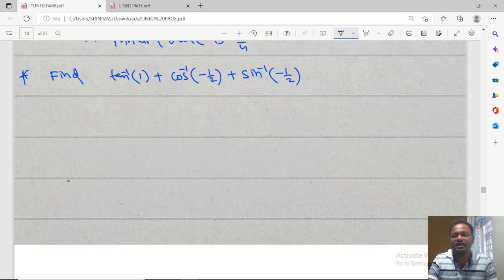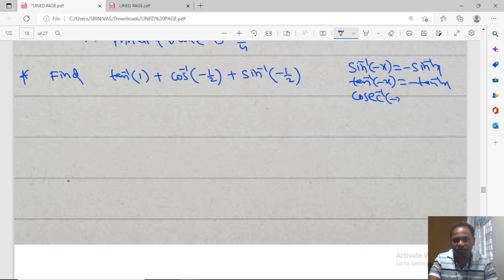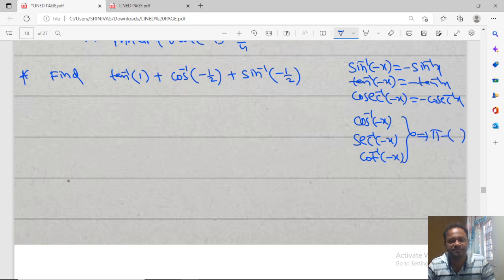Already I told you, sine inverse of a negative, we can directly write as minus sine inverse x. After that, tan inverse of minus x, you can write as minus tan inverse x. Similarly, cosec inverse of minus x is minus cosec inverse x. Why I am saying this is that you need to remember these. After that, for cos inverse of minus x, sec inverse of minus x, cot inverse of minus x, for all these cases we get pi minus the positive one. Right? Let us start.